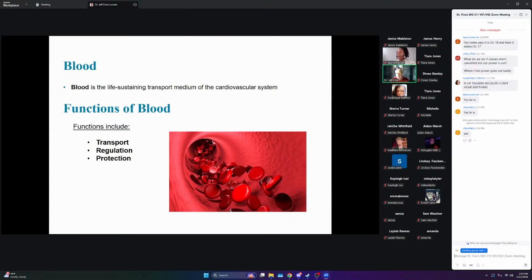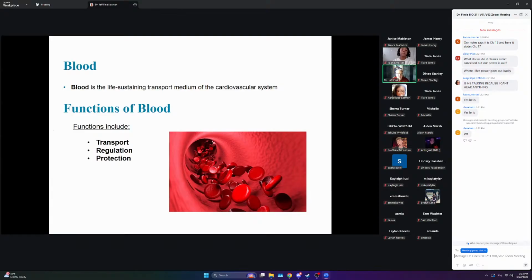Blood obviously is a transport medium, first and foremost, a part of the cardiovascular system. We'll be talking a lot more about blood and its role in the cardiovascular system later on in the course, in the next unit. But there are 3 primary functions of blood beyond transportation, and by transportation we typically think of oxygen, right? But also regulation and protection.